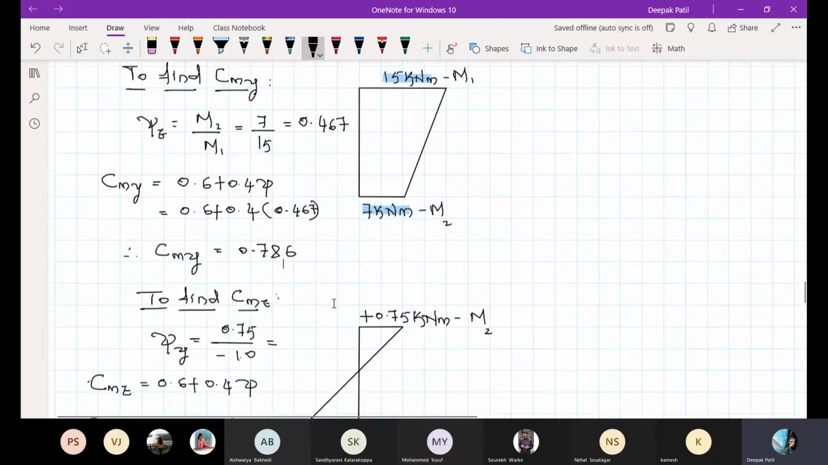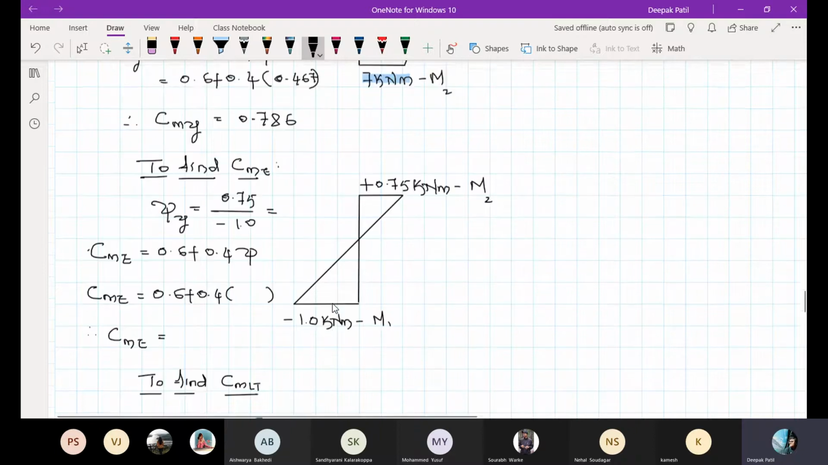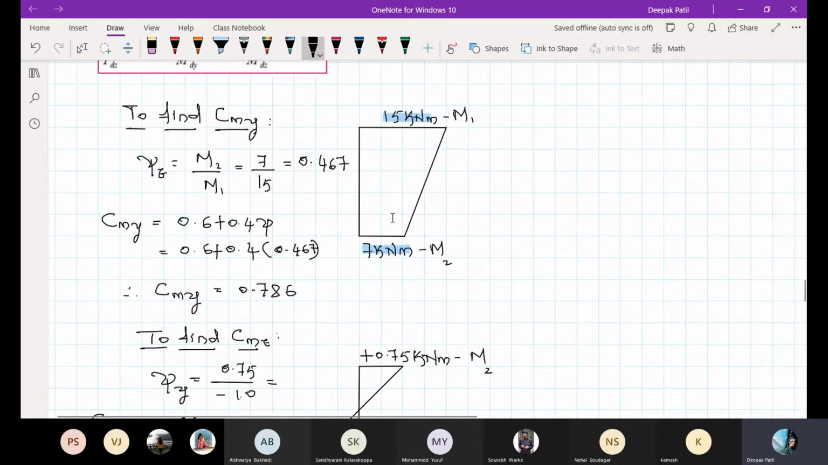In a similar manner, you have to calculate CMZ. While calculating CMZ, you have to refer to the bending moments along the minor axis. You can see here, this is your column. At the top, the bending moment is plus 0.75 kilonewton meter, and at the bottom, the bending moment is minus 1 kilonewton meter. That's why I have drawn it on this side.